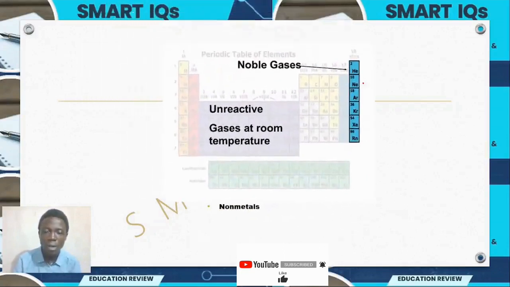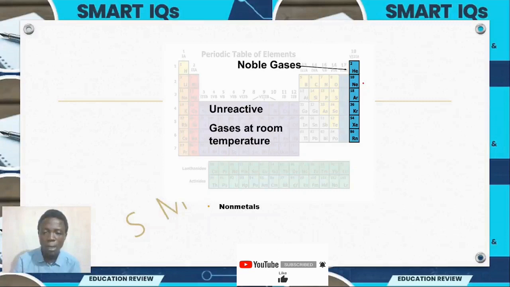So we have the noble gases, and that is the last group, group 8. The noble gases are very stable. Are we together? And because of their stability, they are unreactive. They are unreactive in nature. Okay, and most of them are gases at room temperature.